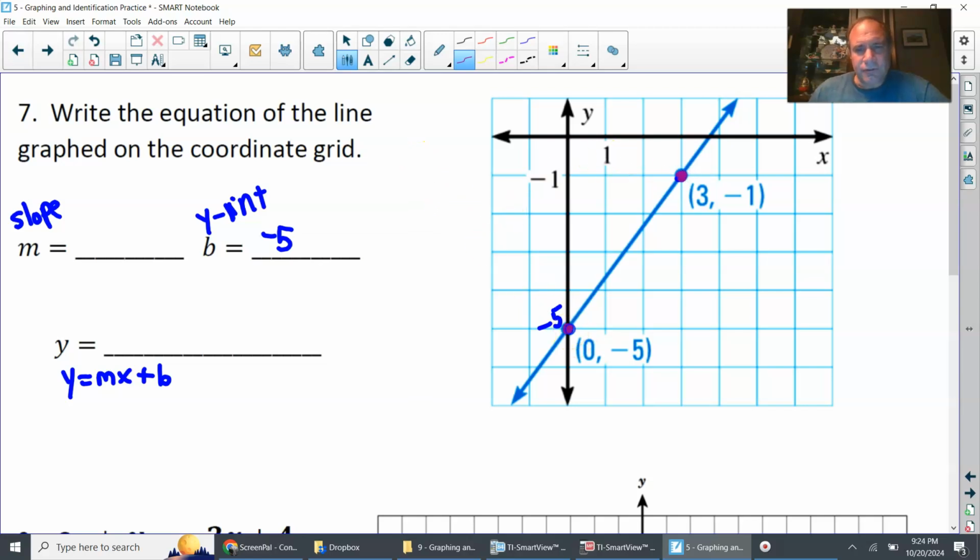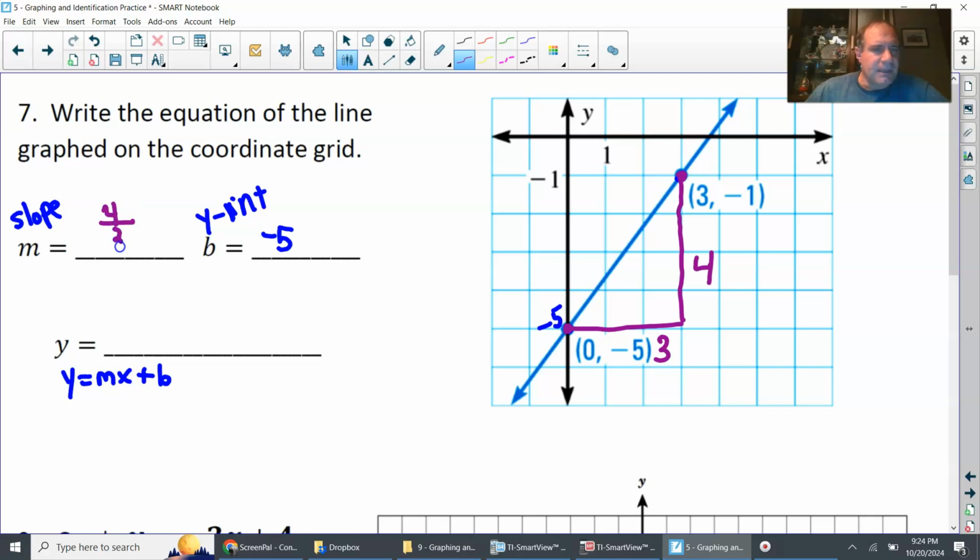And I am going to draw a line to the left and also a line up. And then I'm going to count. So this is 1, 2, 3. And I'm going to put the 3 on the outside. And this is 1, 2, 3, 4. I'm going to put the 4 on the outside. So the slope is 4/3.